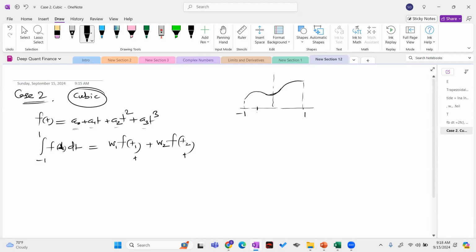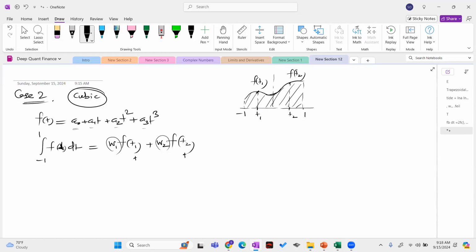Let's say my T1 is somewhere here and T2 is somewhere here. Get the function value here, f of T1. Get the function value here, f of T2. Use some magical weights, W1 times f(T1) plus W2 times f(T2). That will give you the exact area under this entire curve. Sounds extremely, extremely efficient, right?